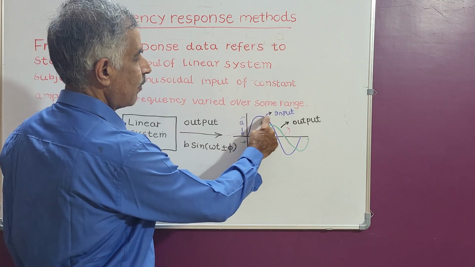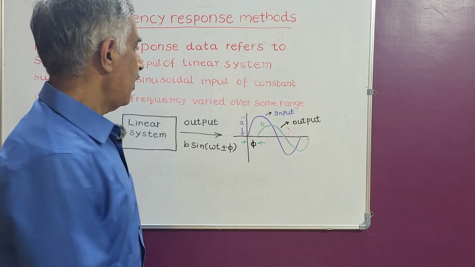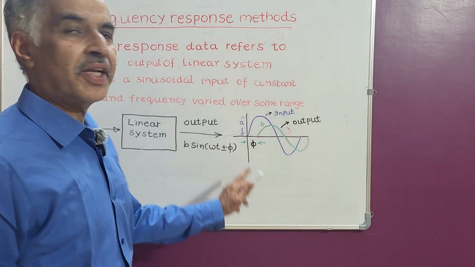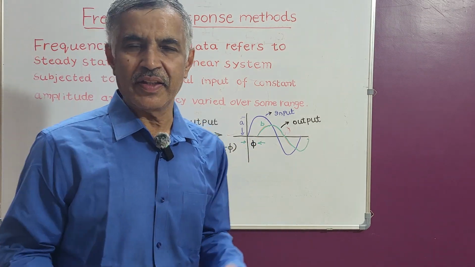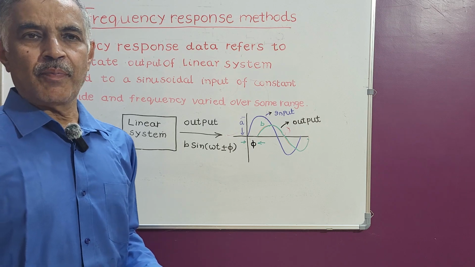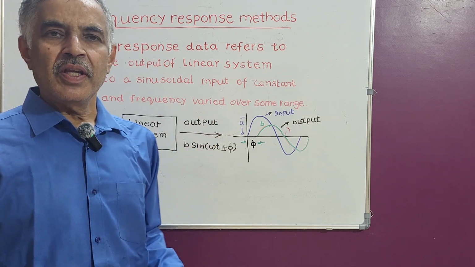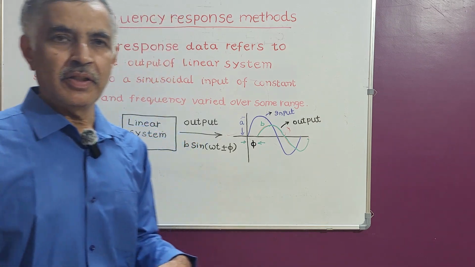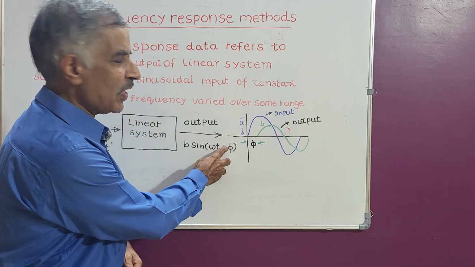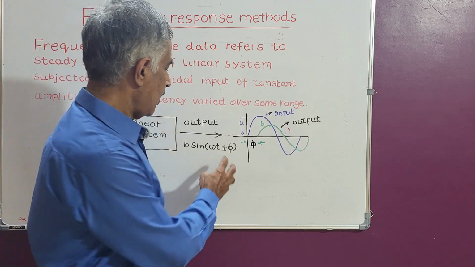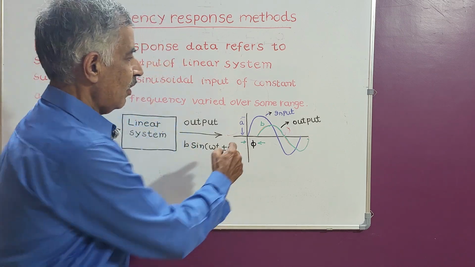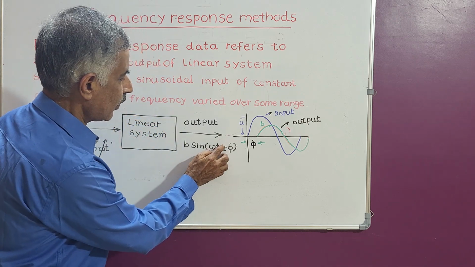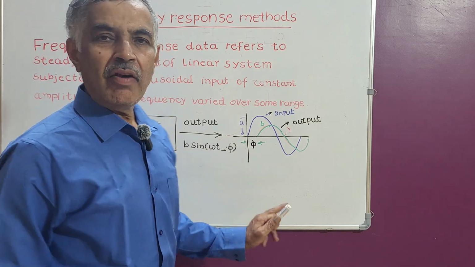So input is this, A sine omega t. And the smaller one I have shown is output, that is B sine omega t plus or minus phi. That means the output in this diagram may lead the input waveform, or may lag behind the input waveform. That is why plus stands for leading waveform, minus stands for lagging. Whereas in this figure, I have shown output lagging behind input by an angle phi.